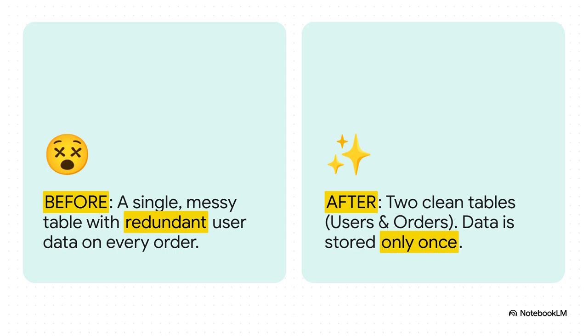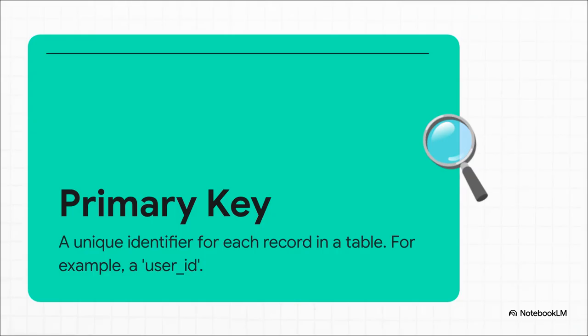We've split it into two drawers, one for users and one for orders. Now the user's info is only in one place. If they move, you change it in that one spot, and you're done. So much better.